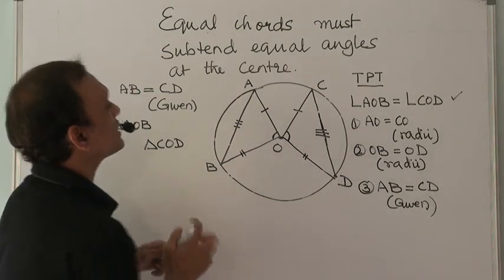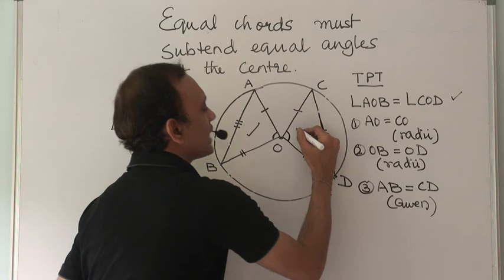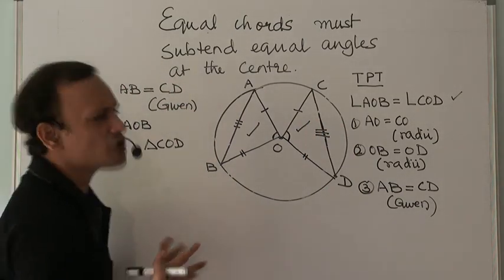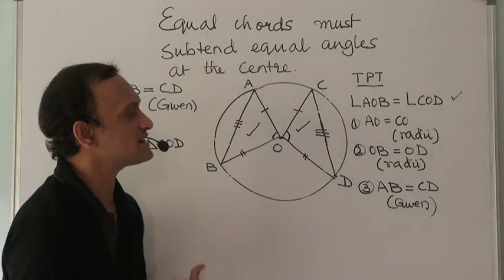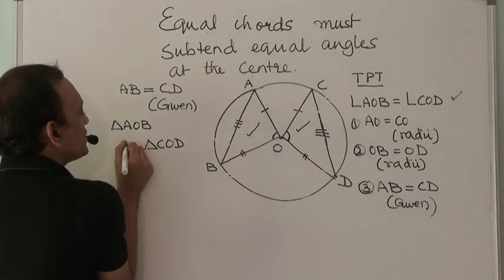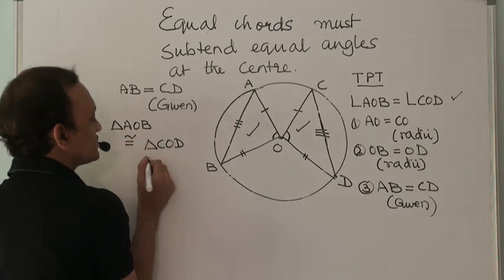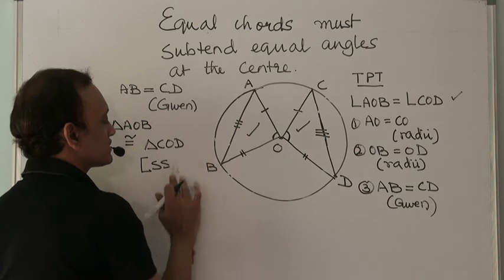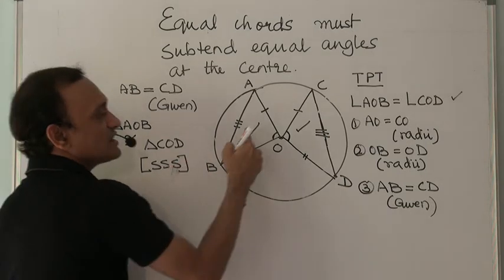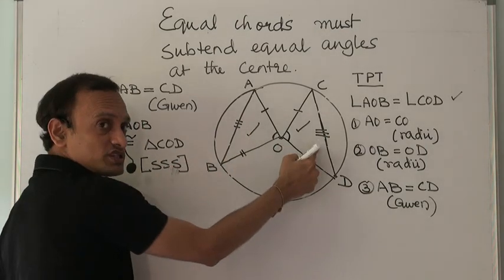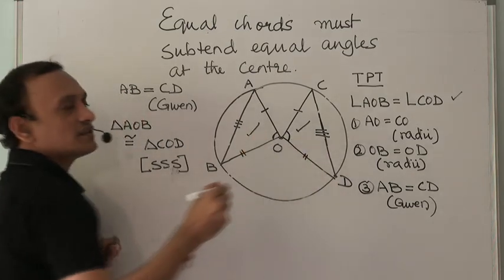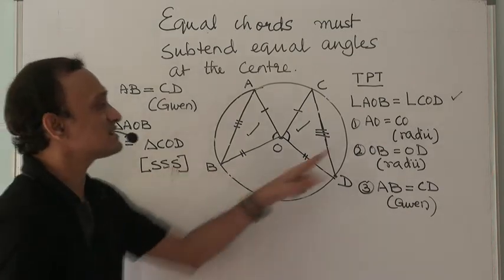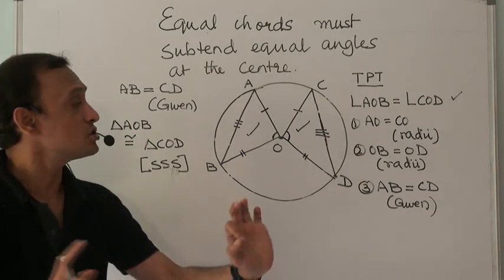It means that the triangle AOB is identical in all respects with triangle COD. Why? That's out of the SSS condition for congruency. The SSS condition for congruency has led to the two triangles being identical in all respects. The three sides of this triangle being equal to three sides of this triangle, the two triangles are then rendered identical in all respects, congruent.